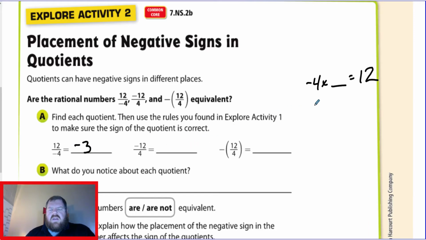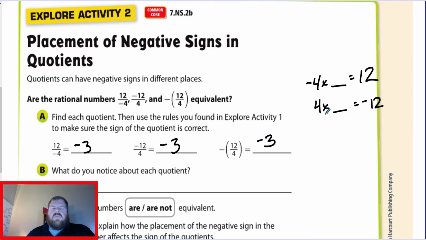Okay. The second one says 4 times what gives me negative 12. Well, again, I need a negative in my answer, and I have a positive here, so this is going to have to be a negative. And 4 times 3 is 12. This one's a little bit tougher to visualize, so let's just do the division. 12 divided by 4 is 3, and then make it negative.